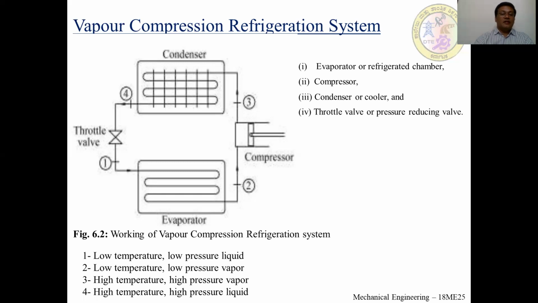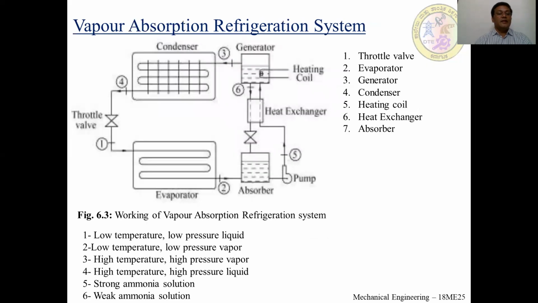After the compression, at state point 3, the refrigerant has high temperature and high pressure, and it is still in the vapor state only. There is no change in phase. Only the pressure and temperature increase in the compressor due to compression. From the compressor, the high temperature, high pressure vapor enters the condenser, where, due to variation of latent heat, there is a phase change from vapor to liquid.